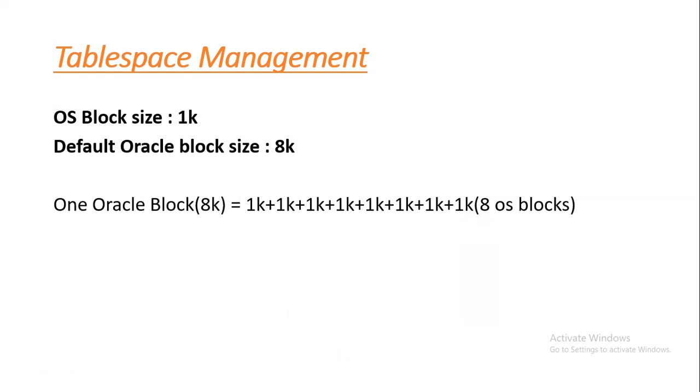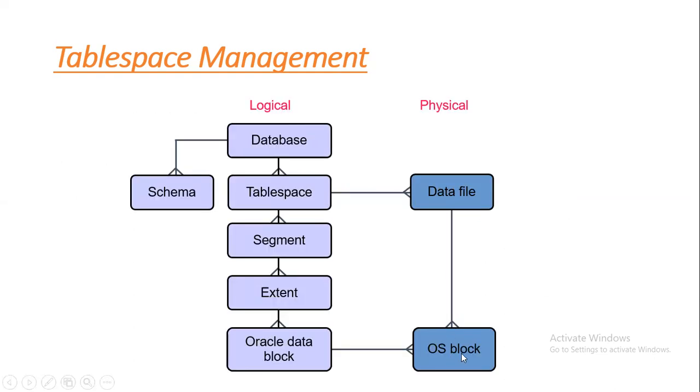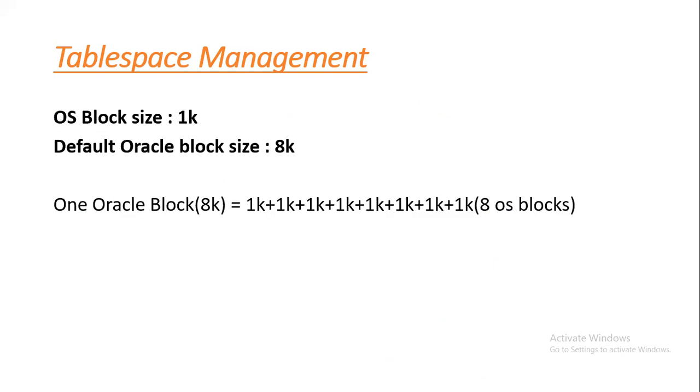Coming to the OS block size. By default, the OS block size is 1K. By default, the Oracle block size is 8K. Based on this diagram, OS blocks connect to the Oracle blocks. The Oracle block size is 8K, the OS block size is 1K. In that case, how many OS blocks are needed for creating one Oracle block? Can someone guess? 8. 8 OS blocks are required to create an Oracle block.